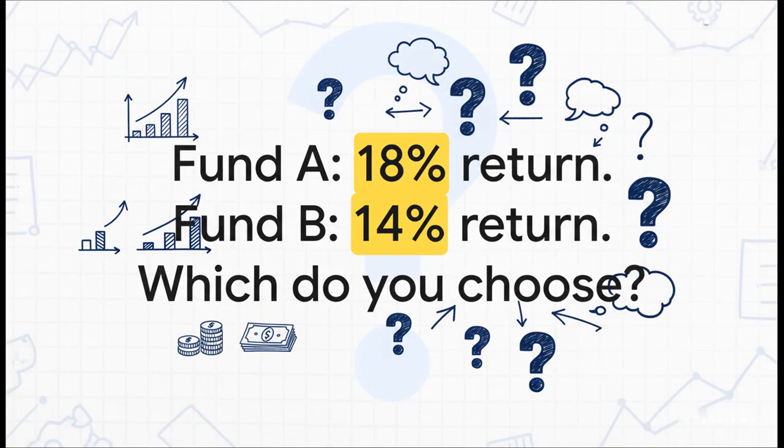Okay, so let's put you in the hot seat. You've got two funds. Fund A, an 18% return. Fund B, 14%. Which one do you pick? I mean, Fund A is the no-brainer, right? The clear winner? It seems so simple, but I'm here to tell you, it's really not.